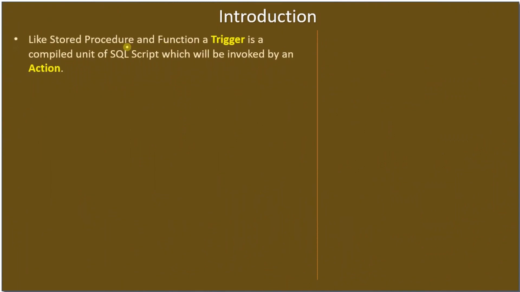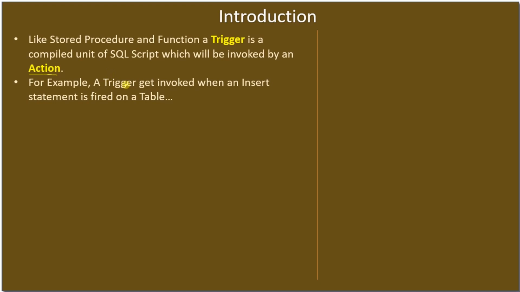Like a stored procedure or function, a trigger is a compiled unit of SQL script which will be invoked by a specific action. So we already know about stored procedures and functions, right? Likewise, it is also a compiled unit of program. A trigger will have a body, and inside the body we will have a set of statements, and those statements will get invoked when a certain action takes place.